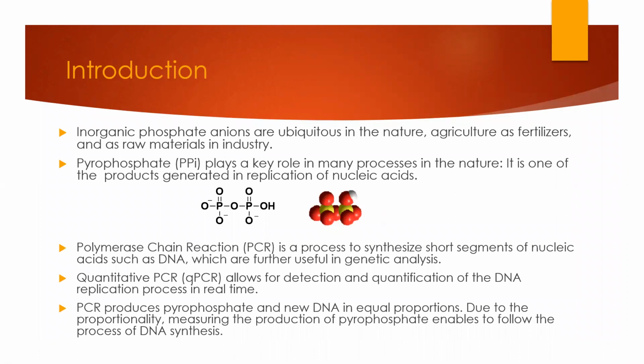So as a brief introduction, organic phosphate anions are ubiquitous in nature. They're present in agriculture as fertilizers for many plants, raw materials in industry, and back to nature. Many biological molecules and complexes use the pyrophosphate in various forms. So our focus is around pyrophosphate, or abbreviated PPi for the remainder of our presentation.